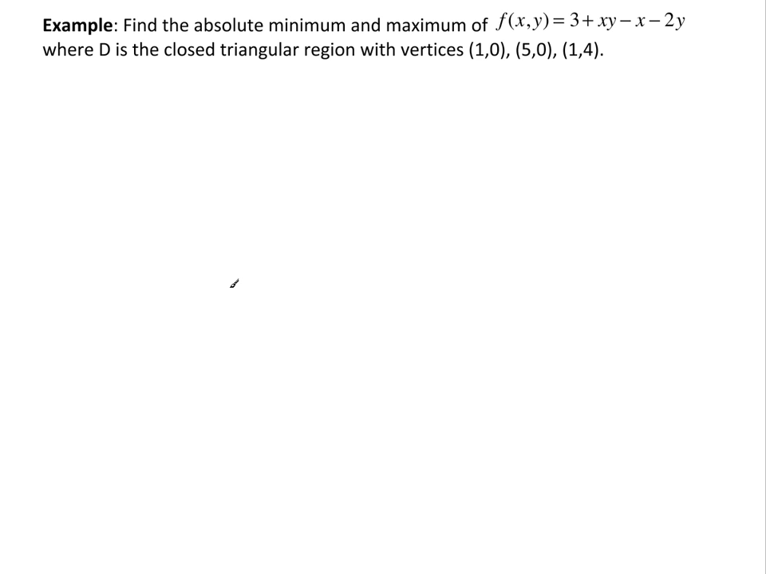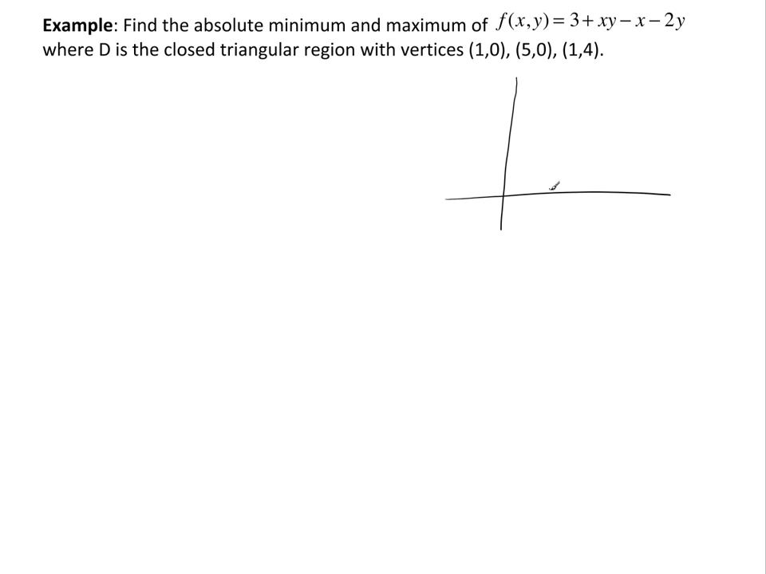Find the absolute minimum and maximum of f(x,y) = 3 + xy - x - 2y, where D is the closed triangle region with vertices (1,0), (5,0), and (1,4). Well, first, I think it makes a lot of sense to figure out what this actually is. So let's start off making a quick picture.